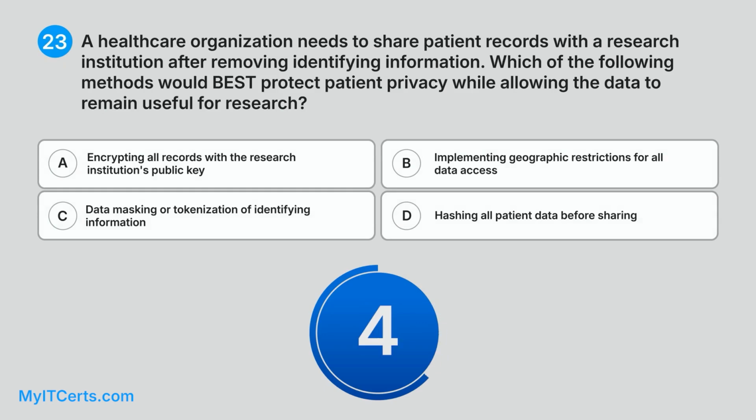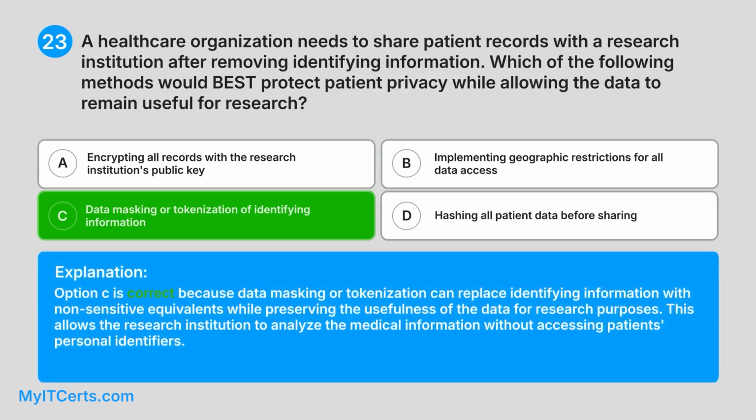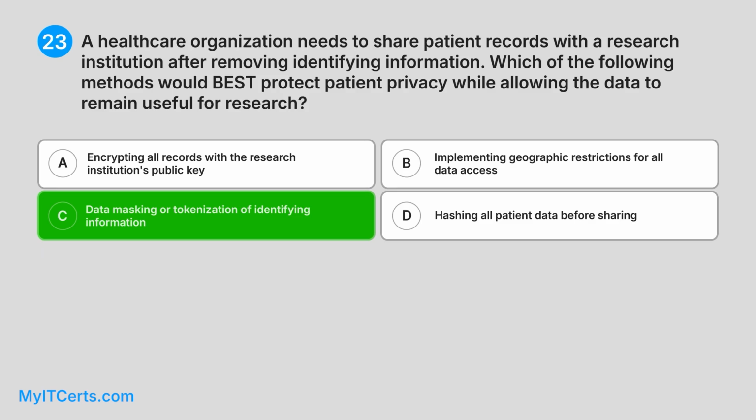Can you guess the answer? Correct answer: C. Data masking or tokenization of identifying information. Explanation: Option C is correct because data masking or tokenization can replace identifying information with non-sensitive equivalents while preserving the usefulness of the data for research purposes. This allows the research institution to analyze the medical information without accessing patients' personal identifiers.